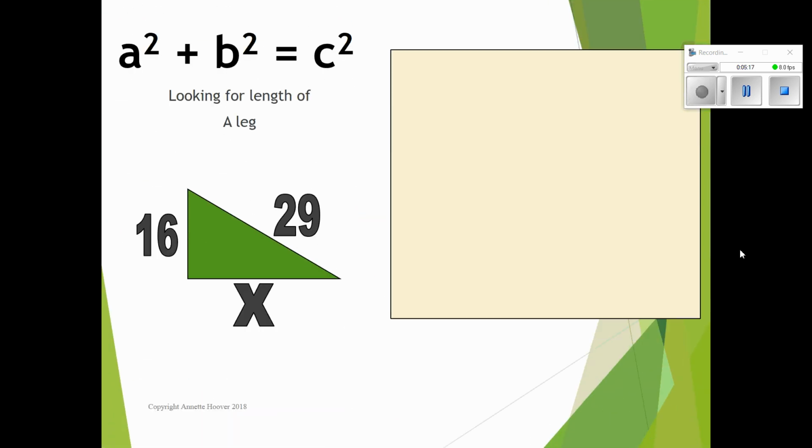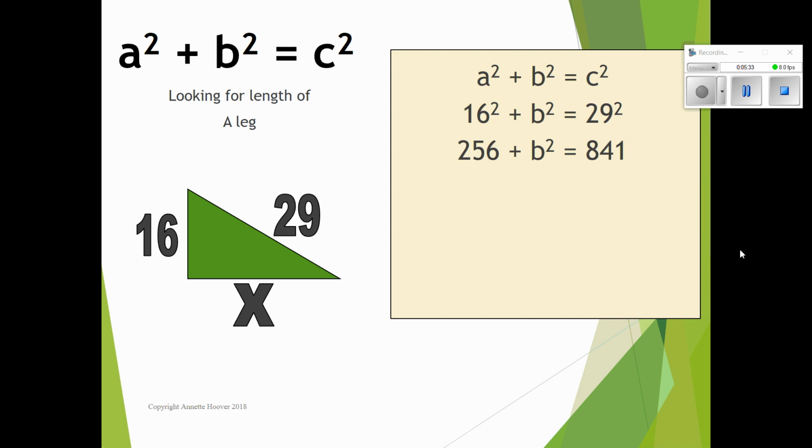So you can use this Pythagorean theorem to find any side of a right triangle. Here's one just like that. This time again, we're looking for one of the legs. So when we plug in the numbers, I plugged in 16 for A. I'm looking for B, and the hypotenuse, or C, was 29. Now I have to square 16 squared and 29 squared. Probably want to use a calculator for that. We have 256 plus b squared equals 841.